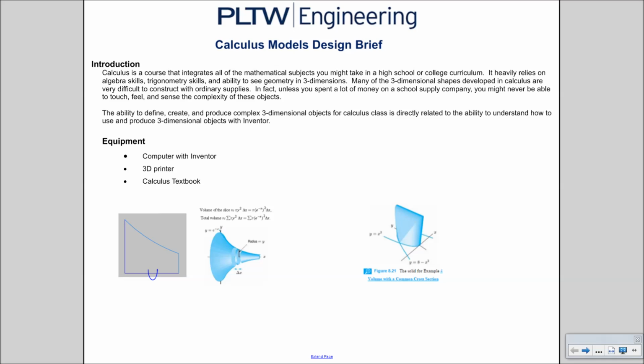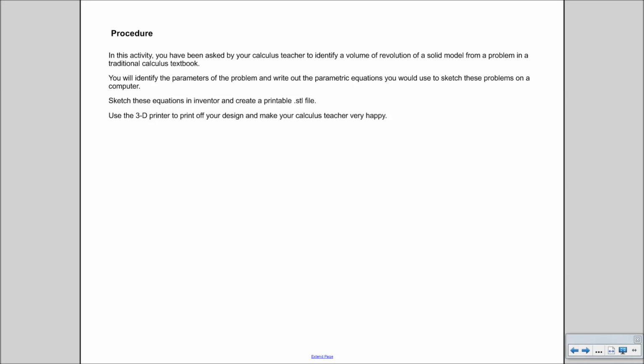Your calculus teacher has the ability to purchase three-dimensional models, but they are often expensive or do not coincide with a specific problem in their text. For this problem to be solved, we will use your Autodesk Inventor program and its parametric model capabilities, along with a 3D printer and a calculus textbook to create specific models for your calculus teacher. The problems taken out of a calculus textbook must be identified and the equations used to define the boundary region to be revolved. A .stl file will be created and used to print off the solid.